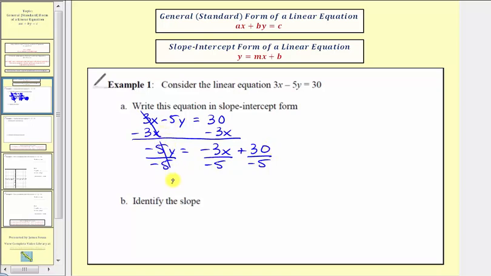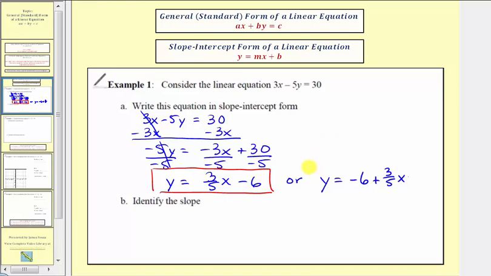So here we have 1y or y equals, notice here the coefficient is negative 3 divided by negative 5, which simplifies to positive 3/5. So we have 3/5 x. And here we have plus 30 divided by negative 5, which is negative 6, so we have minus 6. So this would be the equation in slope-intercept form, though this also could be given as y equals negative 6 plus 3/5 x. But this form here would be much more common.